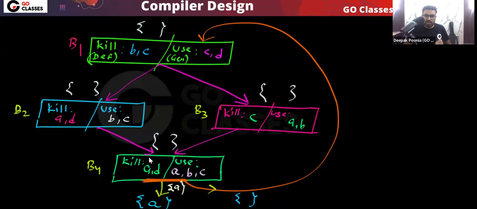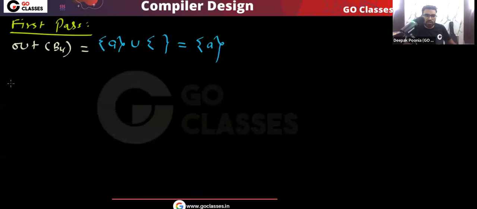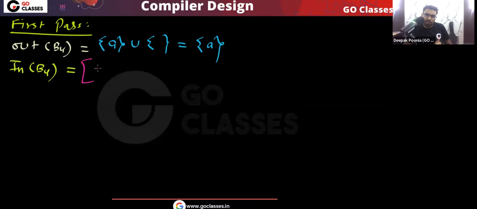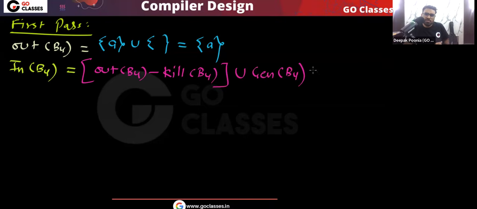Now you tell me what will be in of B4. After finding out of B4, now we need to find what is in of B4. See, I'm writing in the order we are doing. The computation we are doing in order, in the same order I'm writing here, so that you can easily understand from the annotated notes in which order we are doing things. You already know the formula. What will we do? From out of B4, first you remove kill of B4, and then you take union with gen of B4. So tell me what it will become.